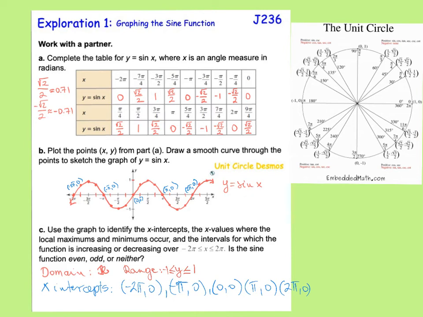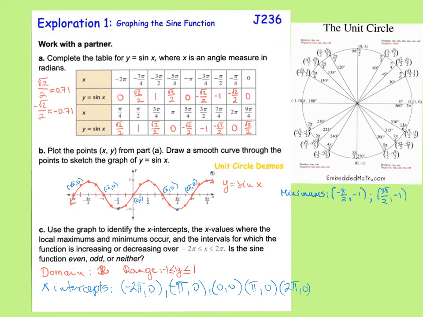Then we need to look at where the x values are where we have local minimums and maximums. Let's start with minimums. For minimums, the first ordered pair is going to be right here: (-π/2, -1). And then the second minimum occurs here, so that's going to be (3π/2, -1).